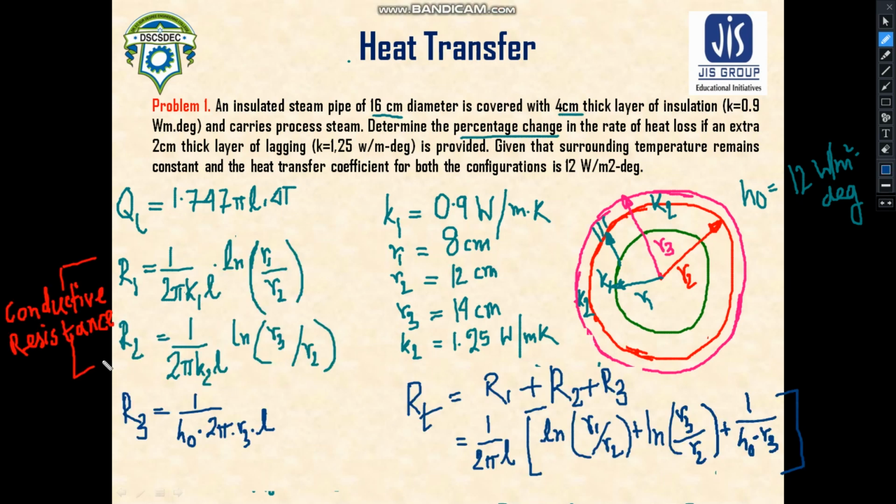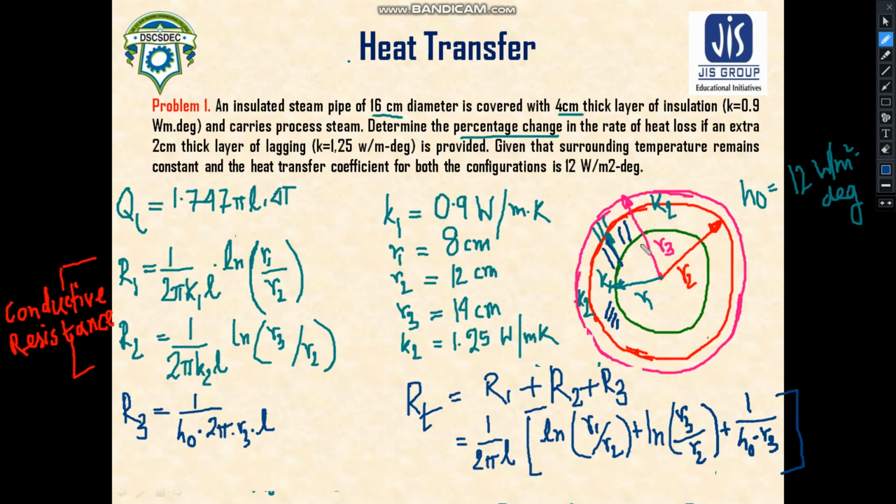So as you can see, I have written the formulas for the three separate thermal resistances. The first two, R1 and R2, refer to the conductive resistances, and the third one, R3, refers to the convection resistance. Now it is quite easy to understand that this insulation layer has a thermal conductivity of K1.